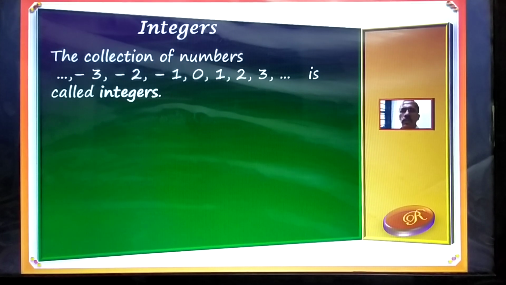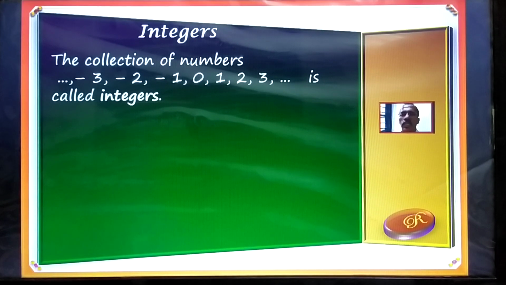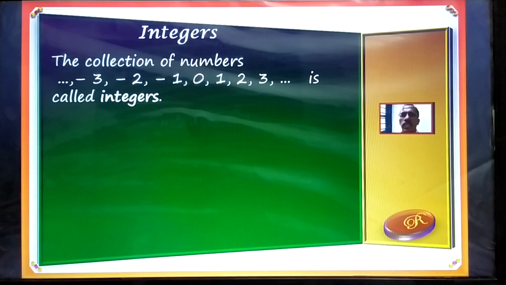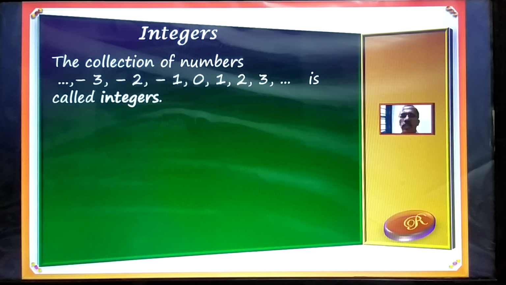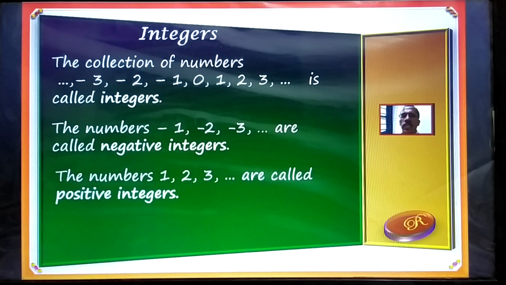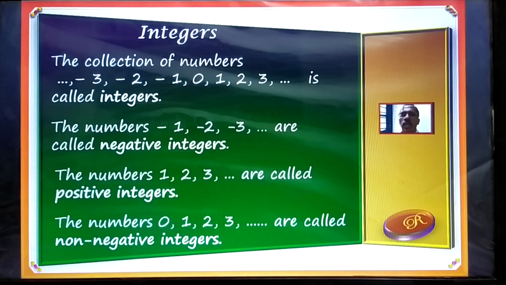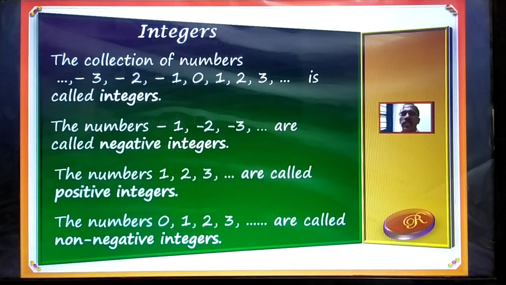The collection of numbers 0, 1, 2, 3, ..., minus 1, minus 2, minus 3, ... is called integers. The numbers minus 1, minus 2, minus 3, ... are called negative integers. The numbers 1, 2, 3, ... are called positive integers. The numbers 0, 1, 2, 3, ... are called non-negative integers.